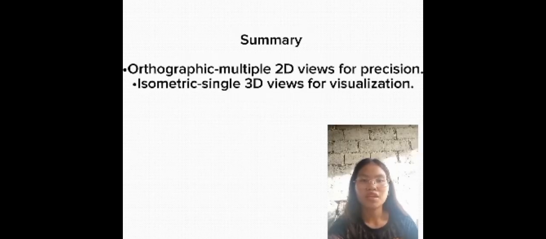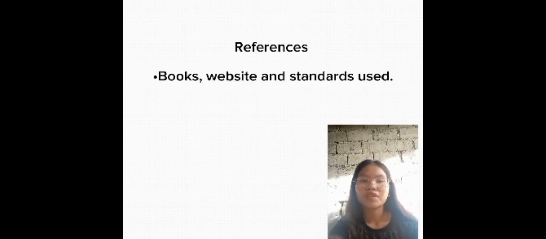So in summary, orthographic: multiple 2D views for precision. Isometric: single 3D view for visualization. So both are essential for technical communication. Orthographic projection equals 2D accuracy. Isometric drawing equals 3D visualization. Both are essential in technical drawing. So the references are books, websites, and standards used.